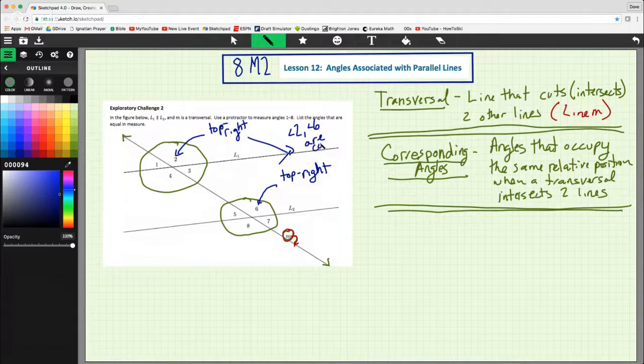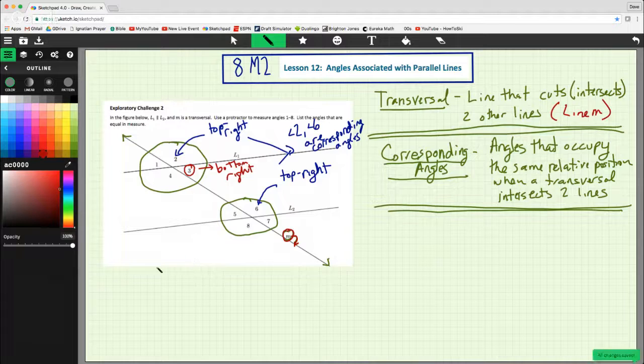are corresponding angles. Okay, and it turns out that there will be 4 corresponding angles. Let's see if we can find another set. What angle would be corresponding to angle 3? Angle 3 is in the bottom right.